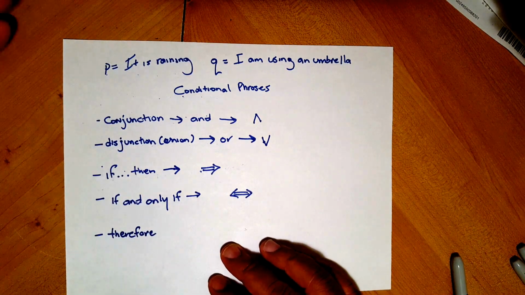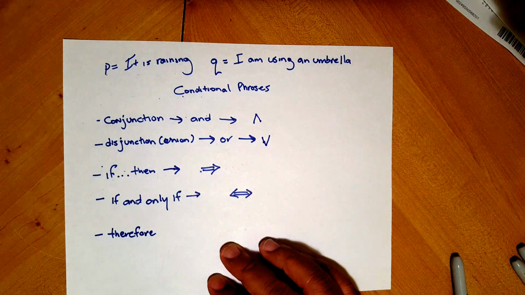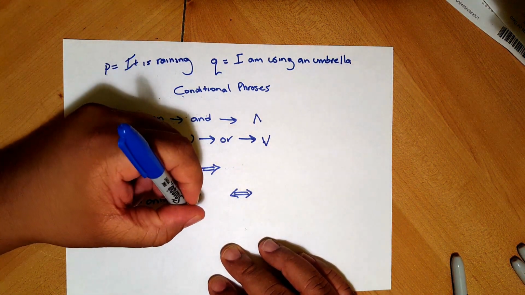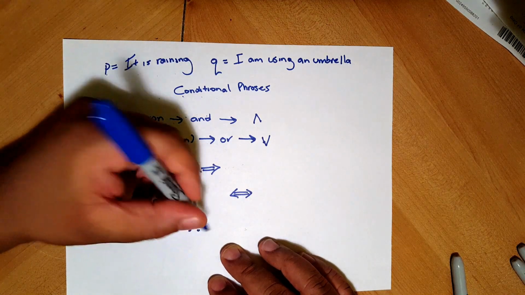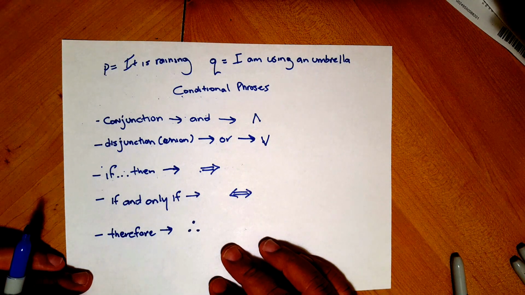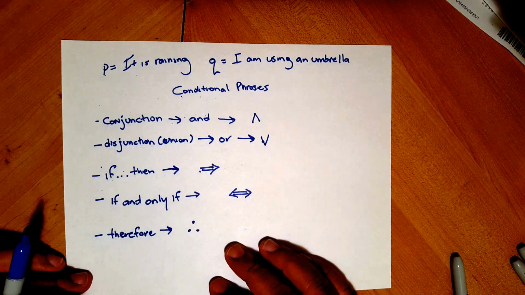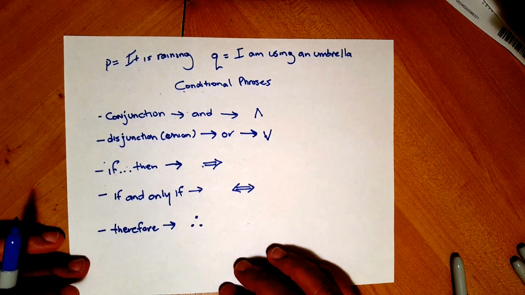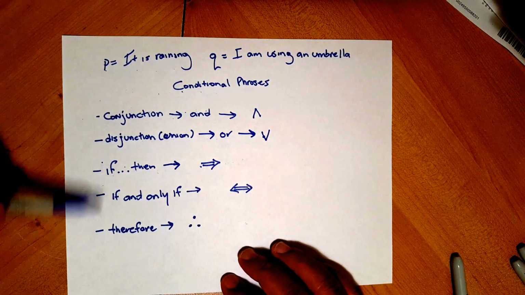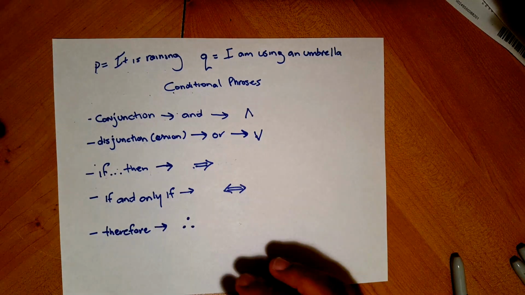The last one we have is another statement of therefore. So if something is true, therefore we can conclude blah, blah, blah. And the symbol that we use for that are the three triangle dots. Yes, like the Illuminati, the three triangle dots mean therefore. So let's look at some examples of if then, if and only if, therefore, conjunction, and disjunction.